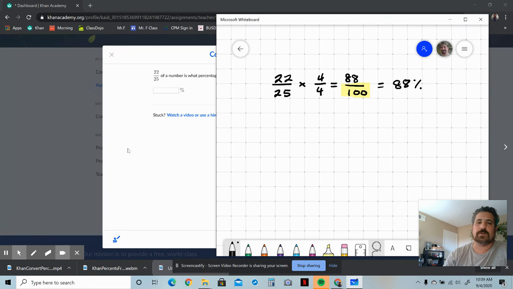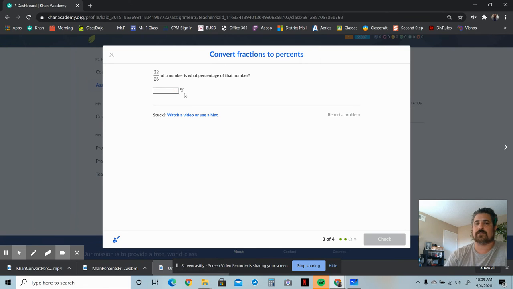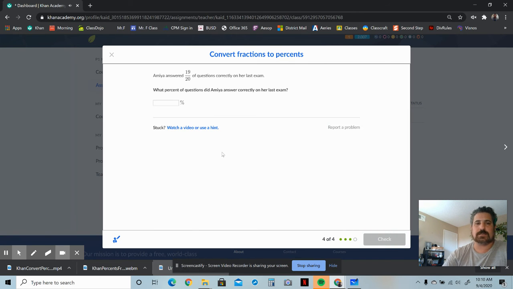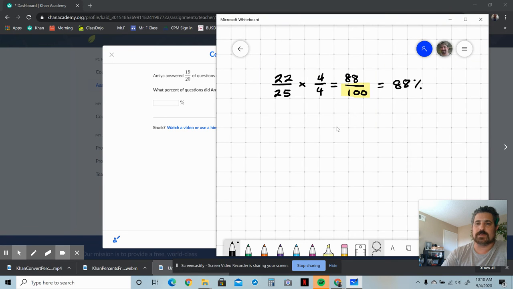So this is the same as 88%. So when you put it in, they already have the percent sign there for you, right? So you don't need to add the percent sign in, right? We can just put in 88. And you're done. And then the next question says, Mia answered 19 out of 20 questions correctly on her last exam. What percent did she get correct on her last exam? So once again, real simple, straightforward problem. What is the percent that is equivalent to 19 out of 20?